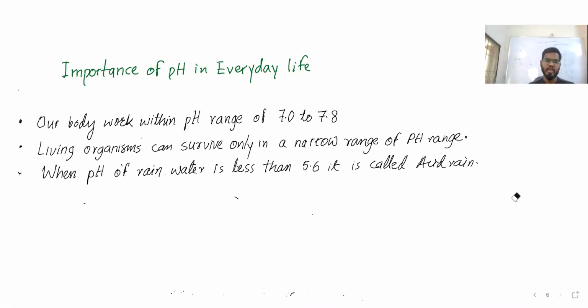7 to 7.8. When the pH of rainwater is less than 5.6, it is called acid rain. It means when this pH is less than 5.6, you are going towards more acidic. So sulfur, phosphorus, all these things will add to rainwater, and that type of rain is known as acid rain. So this is the importance of pH in everyday life. Till here we will see today's class. The next class will continue from the importance of pH in everyday life.